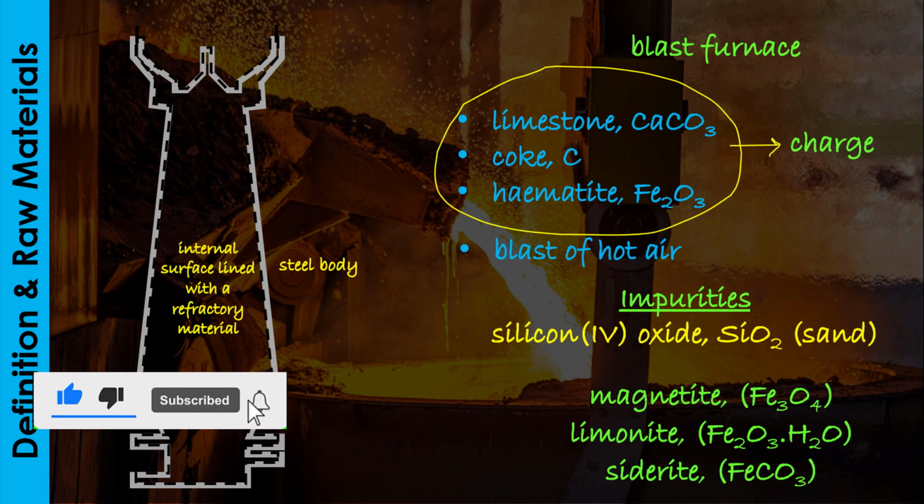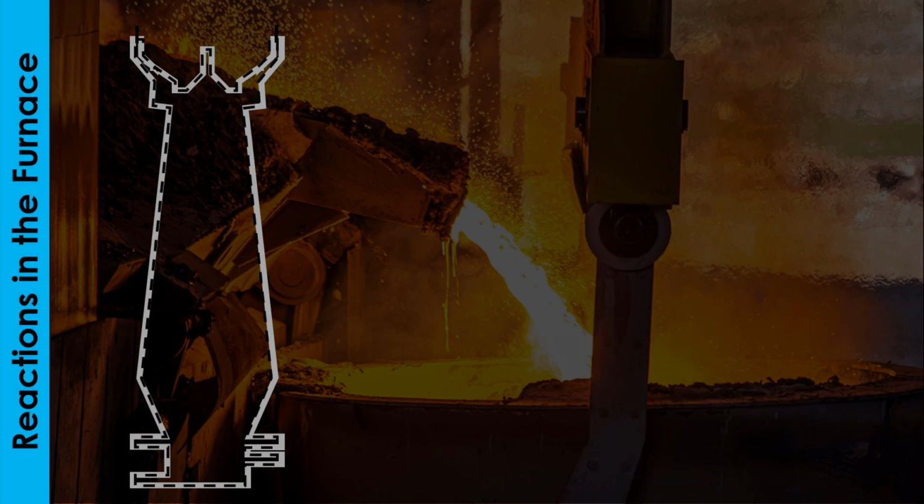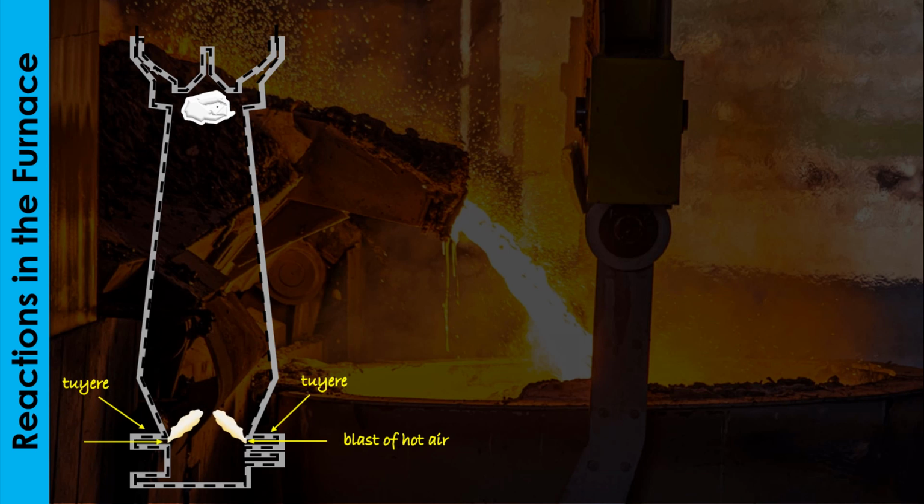without which no reaction will take place. So, now that we know what the blast furnace is and the raw materials used in the extraction of iron from its ore, let's now look at the various reactions that occur at different parts of the furnace. Firstly, the charge is fed into the furnace from the top. Then the blast of hot air is pumped into the furnace through pipes called tuyeres. These pipes are located at the bottom of the furnace.